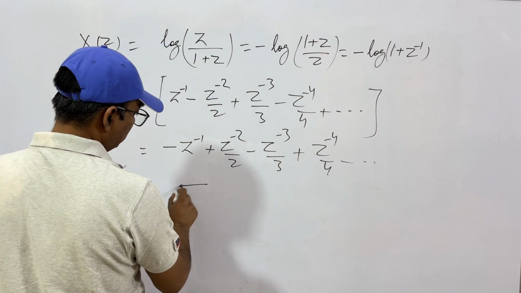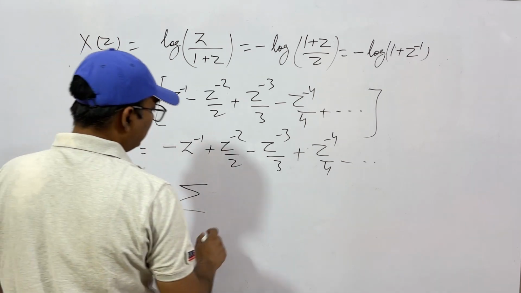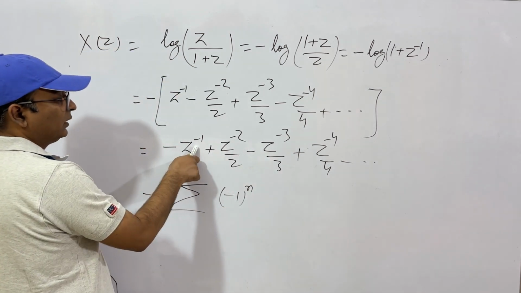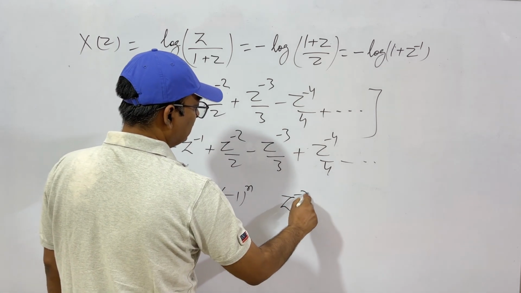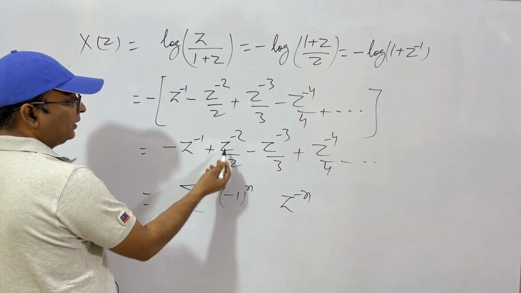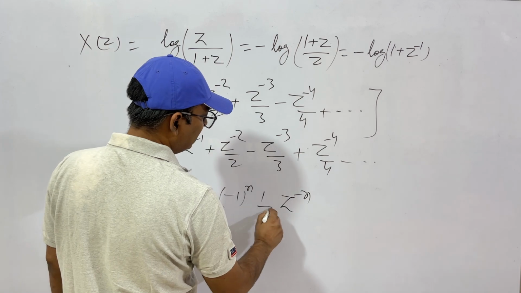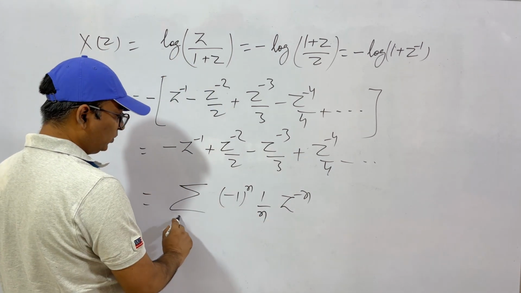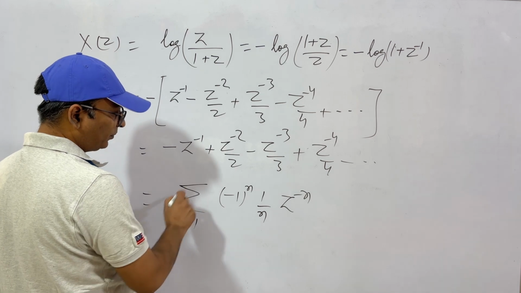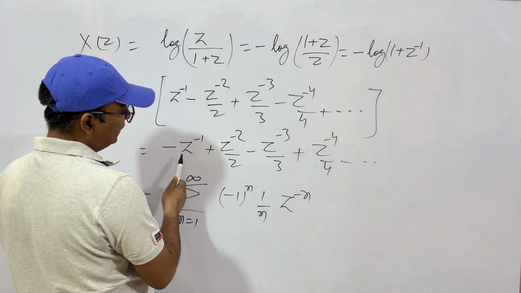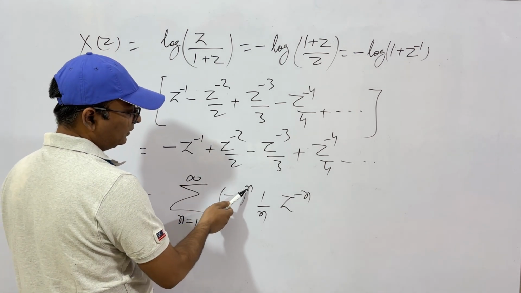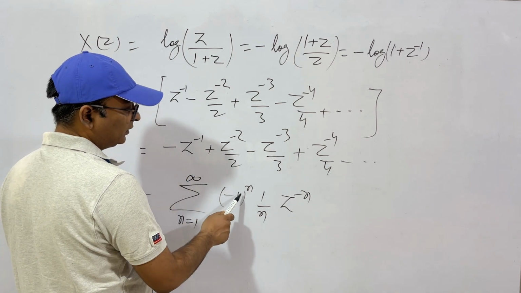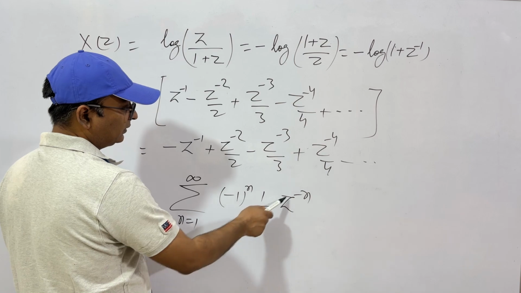What can be the term? See, if we take minus 1 to the power n, so for 1 this is okay, for 2 we need this by this, that is 1 by n. So if you take n equal to 1, what you will get? You will get, see, for 1 this is minus, this is 1 by 1, so you will get minus z inverse. For 2 you will get, this will be positive, and then z minus 2 by 2.